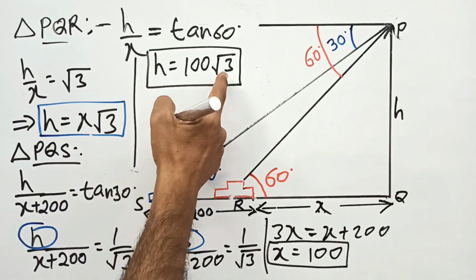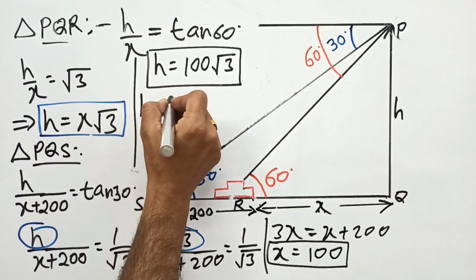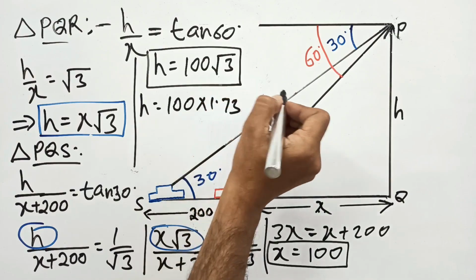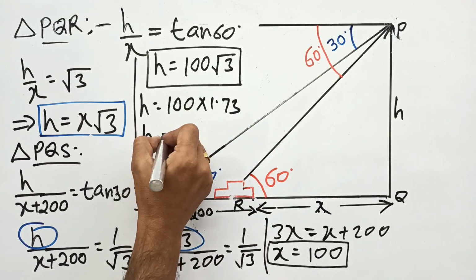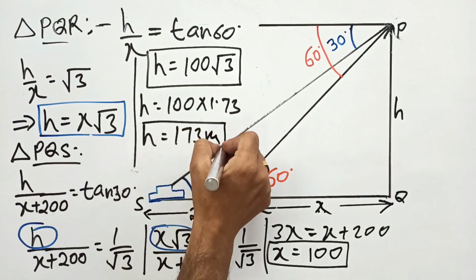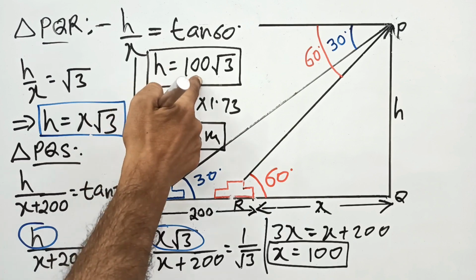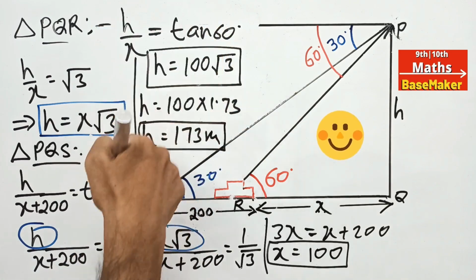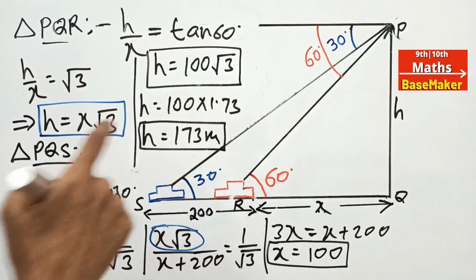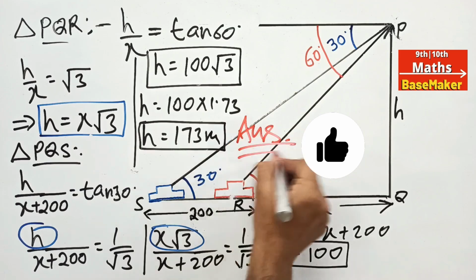If the value of root 3 is given in the question as 1.73, we can put 1.73 here. So it will become 173 meter. Depending on the question, if the value is not given, you can retain this answer, 100 root 3. And if the value of root 3 is given as 1.73 or whatever, you can multiply and get 173. So this is the answer.